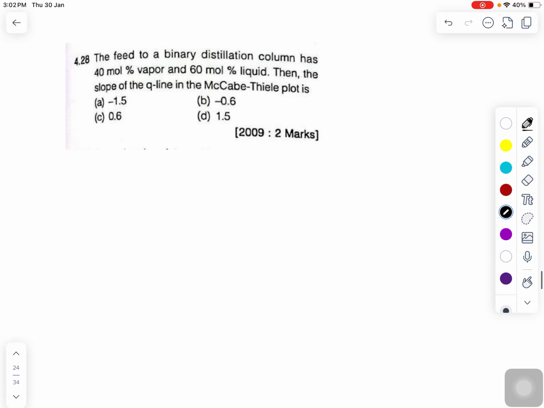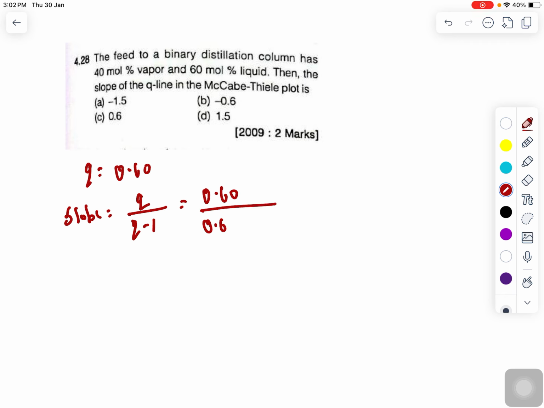Okay. After that, I'll move towards the next problem of today's discussion, and here you can see that the feed of a binary distillation column has 40 mole % of vapor and 60 mole % of liquid. So what is q? q is the fraction of liquid in the feed, so that equals 0.60, and they are asking what is the slope of the q line. So slope equals q divided by (q - 1), that equals 0.60 divided by (0.60 - 1), that equals 60 divided by -40, that is -3/2, that is -1.5. Your option A will be your correct answer.